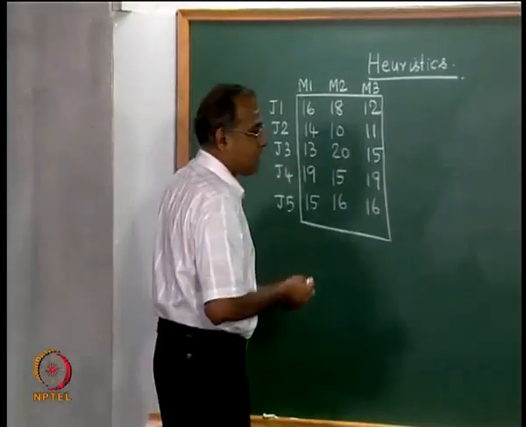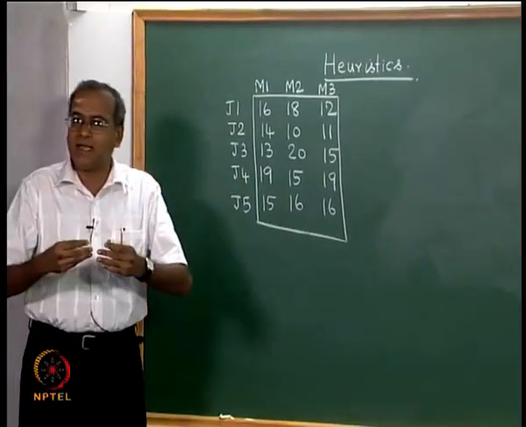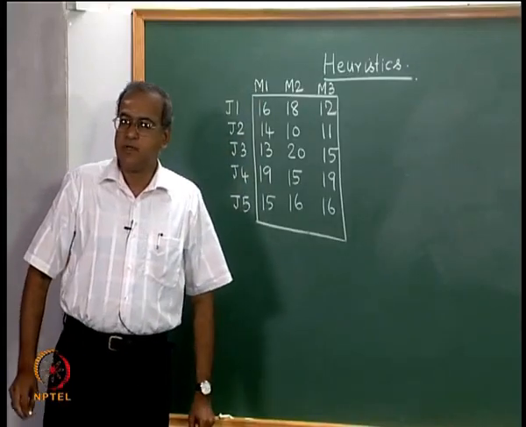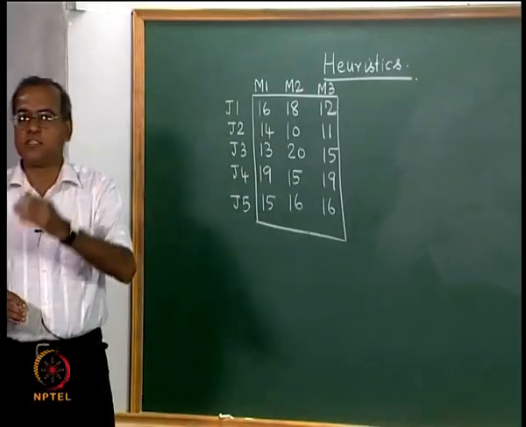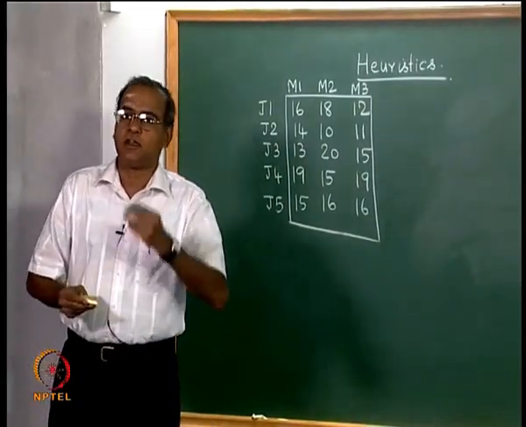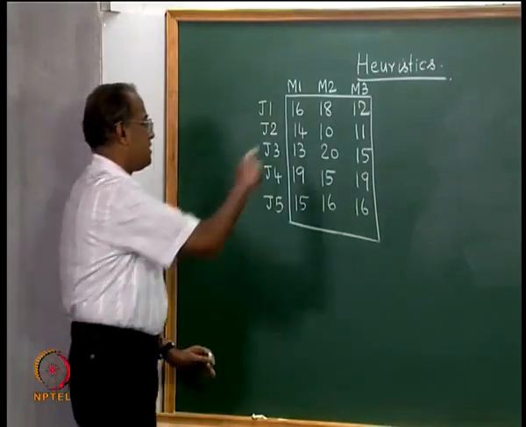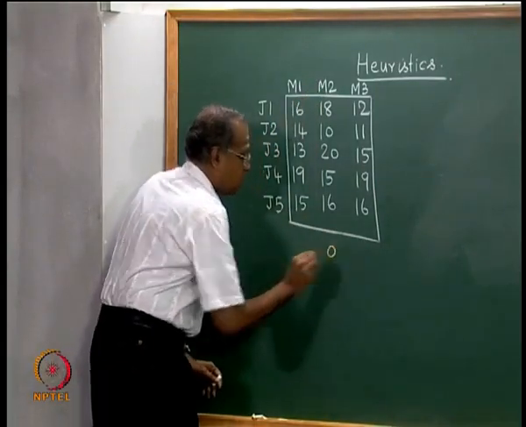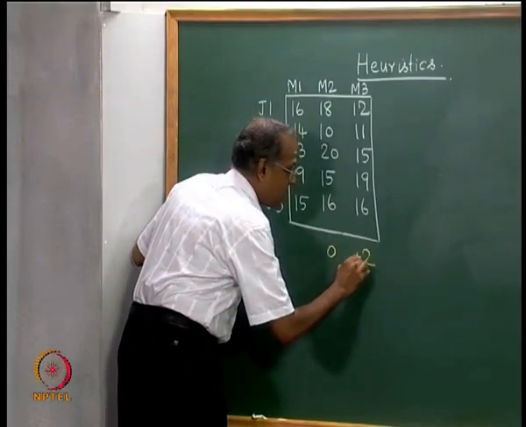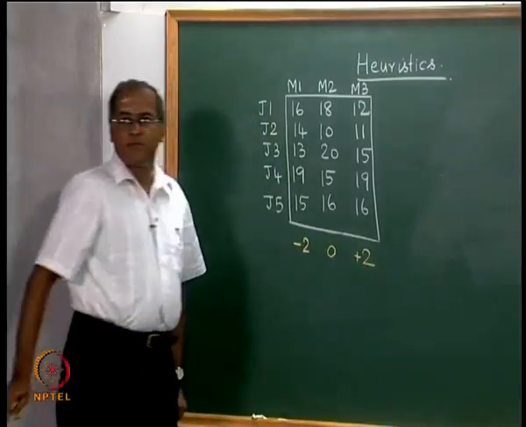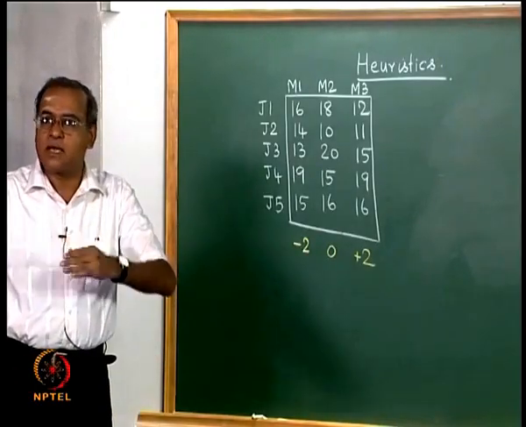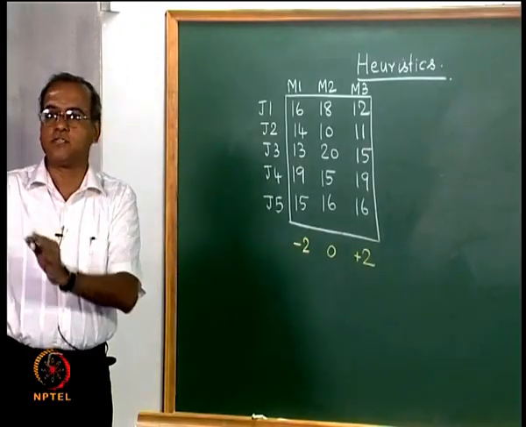So let us look at some other heuristic solutions to this problem. Now the first heuristic that we will look at will try and find out a weighted sum for each of these jobs. So we will try and give some weights to each of these machines, and then try and find a weighted sum for every job. So let us begin with giving a weight of 0 to the machine in the middle, giving a weight of +2 here and giving a weight of -2 for this machine, and then let us try and find out a weighted sum of processing times for each of the jobs.